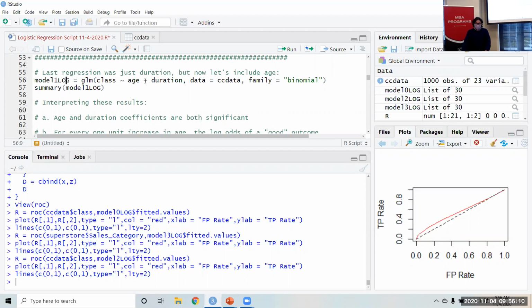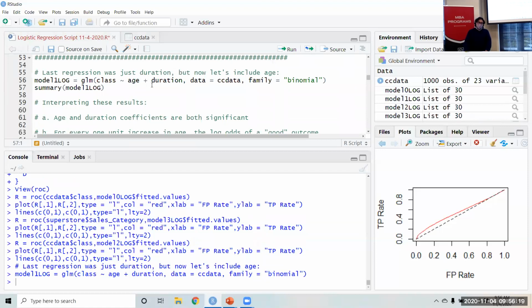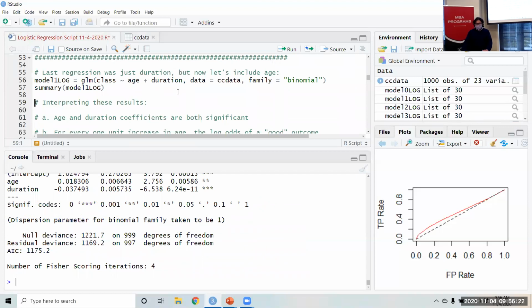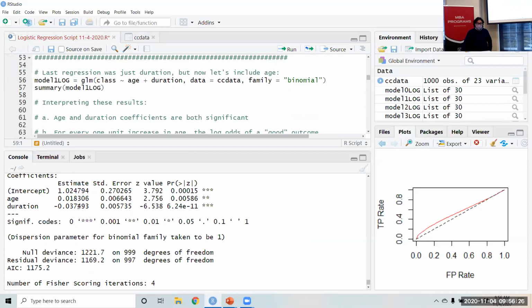The only thing that we're adding is age plus, or if we had duration plus, it would be duration plus age, right? That specifies our additional predictor variable. So we run that, summary of model 1log. And what do we have now? We have coefficient estimates for each of our predictors. In this case, we do see stars for both of them. Our p-values are less than 0.05. That means that there is a relationship between both age and duration and our dependent variable of success of paying back the loan, which is great.